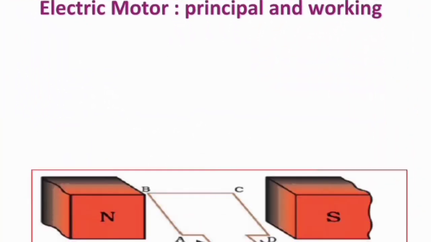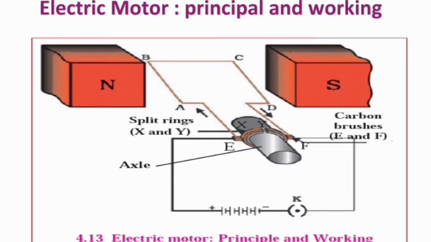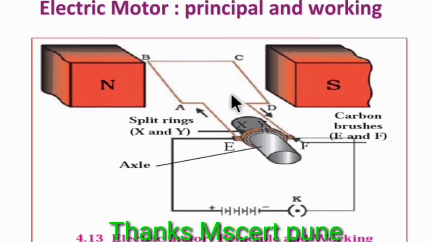Electric motor principle and working. The electric motor consists of a rectangular loop of copper wire having a resistive coating. As shown in the figure, it is placed between the north pole and south pole of a magnet, such as a horseshoe magnet, here is the north pole and here is the south pole, in such a way that the branches AB, here is the AB branch, here is the CD branch, are perpendicular to the direction of the magnetic field. The two ends of the loop are connected to the two halves X, Y of the split ring. Here is the split ring.